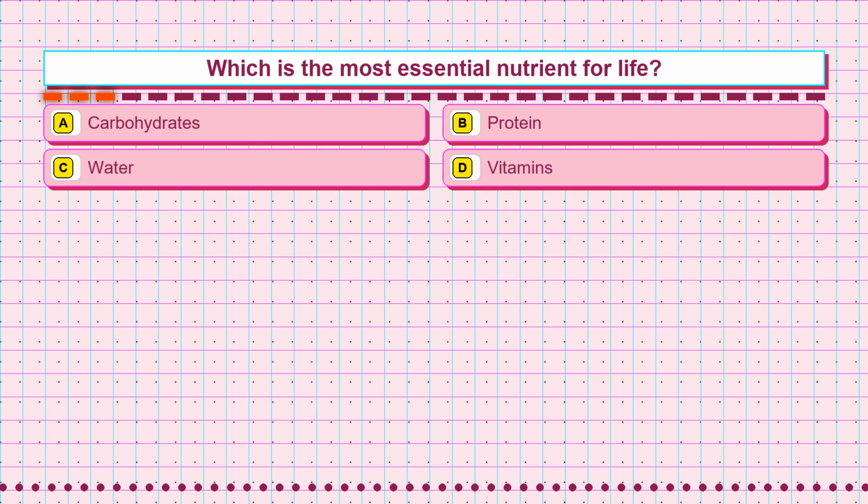Question 90. Which is the most essential nutrient for life? Option A. Carbohydrates. Option B. Protein. Option C. Water. Option D. Vitamins.